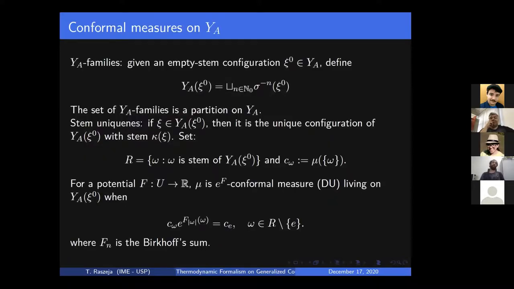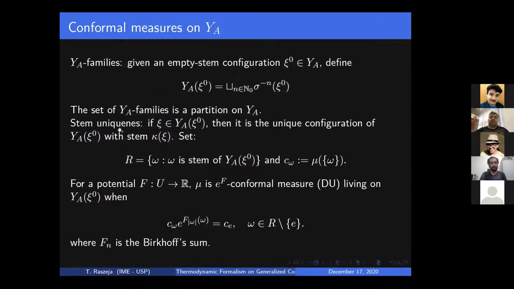The purpose of talking about how to generate the remaining elements from the empty string configuration, you generate the rest of the elements of YA, is because you can identify the extremal measures in space. For a general case, you may define this set, which we call YA family, basically by taking the pre-image of the configuration and taking it for every n.